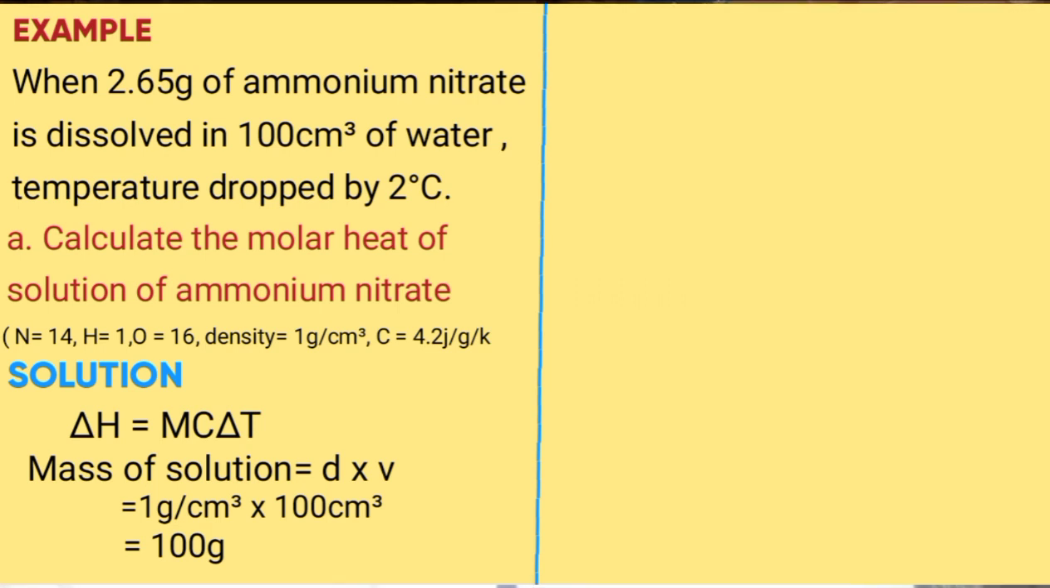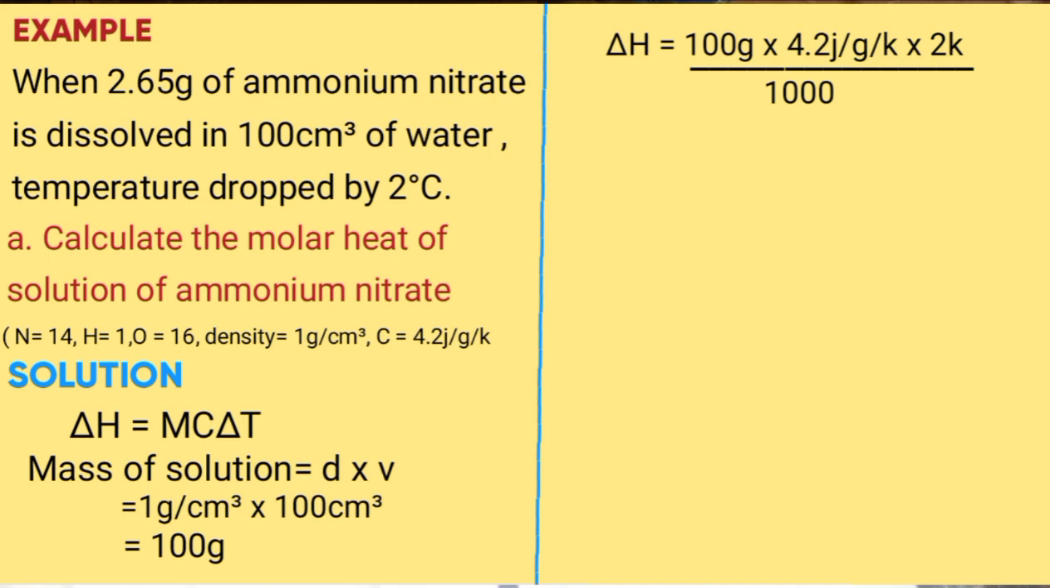Now delta H therefore is given by 100 grams times 4.2 joules per gram per Kelvin times 2 Kelvin over 1000. So the answer becomes 0.84 kilojoules.